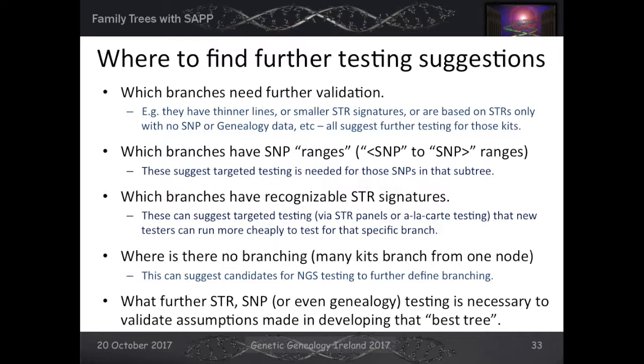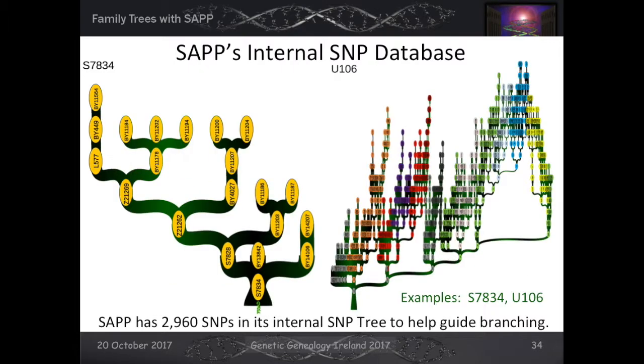If there's no branch, so if you have a particular node with a dozen different people under it and there's no clear branching, that gives you an area where you could advise people to either do some next generation sequencing or a SNP panel maybe if that's useful for your group, or something that gives you a lot more knowledge quickly in that area because you need to find the branching of that group. And then what other testing is necessary to develop the best tree. So if you spend some time on the analysis of the tree, as opposed to building the tree, it can really help you give advice to your members.